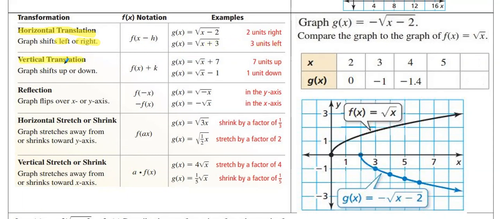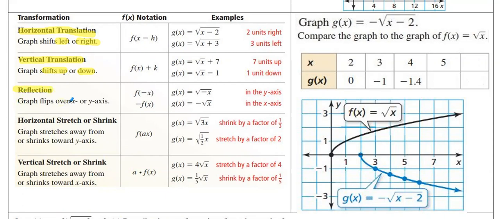Vertical translations, remember that's going to shift the graph, I keep saying graph, up or down, and that's the function is here, and then you're adding a number outside of it. So the function, a square root function, here's the square root of x. This plus 7's outside, so that's going to translate 7 units up. This minus 1's outside of the function, so it's translate 1 unit down.